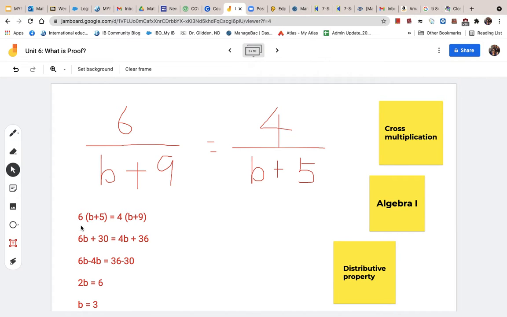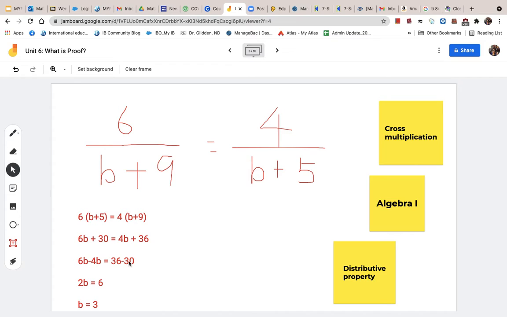I'm going to use 6 multiplied by b plus 5 equals 4 multiplied by b plus 9. All right, and you're going to use the distributive property, 分配率, to expand the equations on both sides. So on the left-hand side, you have 6b plus 30. On the right-hand side, you have 4b plus 36. And then you're going to minus 4b from both sides. And then you're going to minus 30 from both sides.